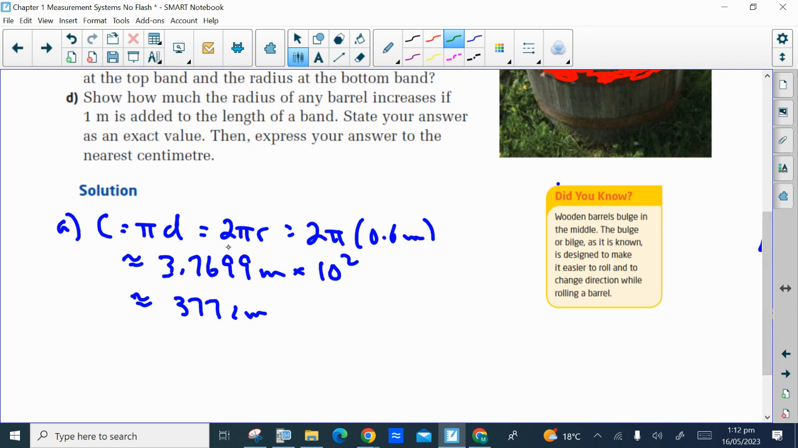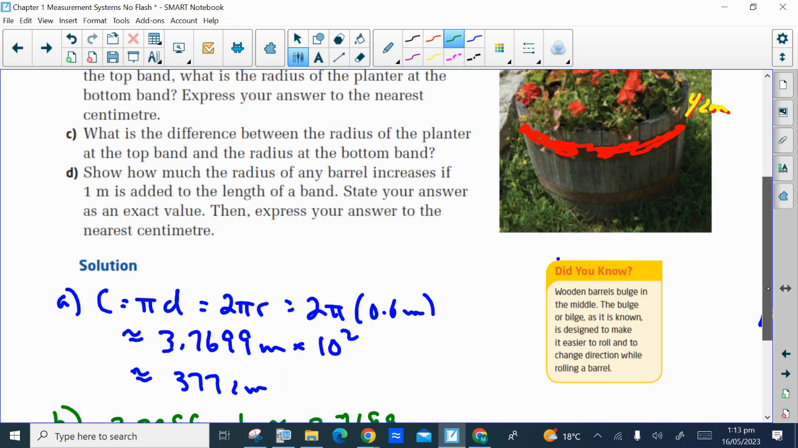We found our circumference at the top to be 3.7699. This one is 1 meter shorter. So I'll take that 3.7699 minus 1, which is approximately 2.7699. That is the circumference of that bottom band. We want to find out what the radius of the planter is.